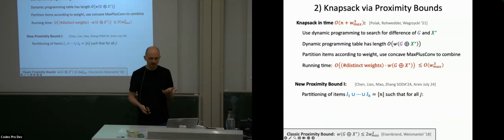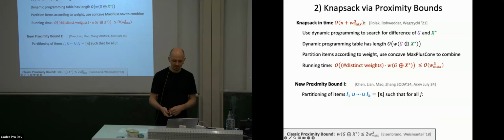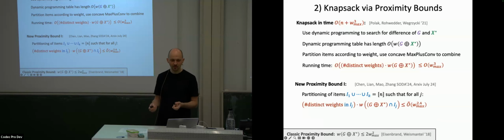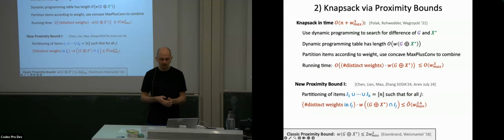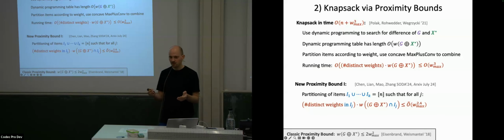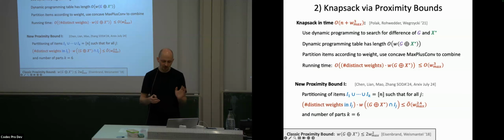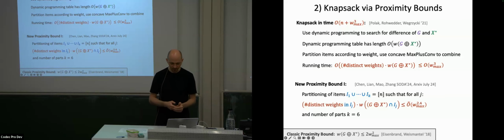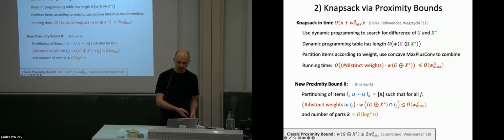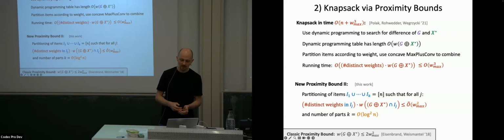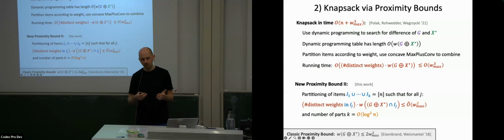And indeed, Chen et al. came up with an improved bound. They showed that one can efficiently find a partitioning of the items into k parts, such that within each part, the number of distinct weights times the weight difference of greedy and optimal solution is small. It's at most Wmax to the 2.4. In their partitioning, they used some constant number of parts, 6, I think. And then in the improvement that I came up with, I reduced the exponent further to just Wmax squared, while increasing the number of parts to polylog, log squared.